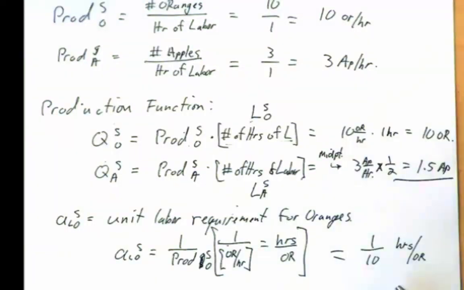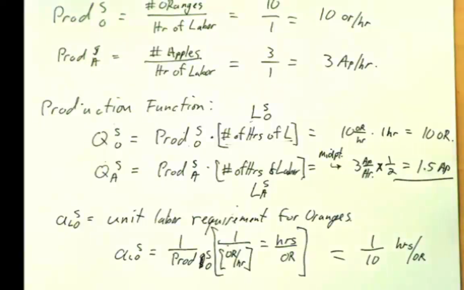In the case of oranges, for this particular example, the number is 1/10. And we would say that Smith can produce, in 1/10 of an hour, 1 orange. Now, because the unit labor requirement is just the reciprocal of a variable we've already defined, we might ask, well, why do we need it?